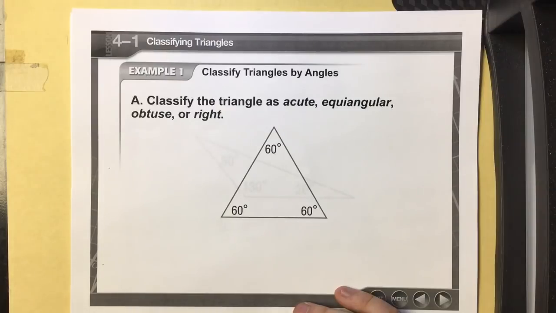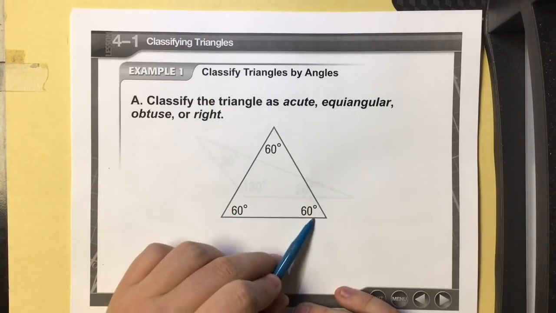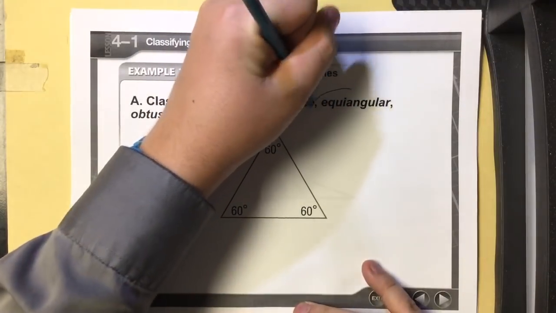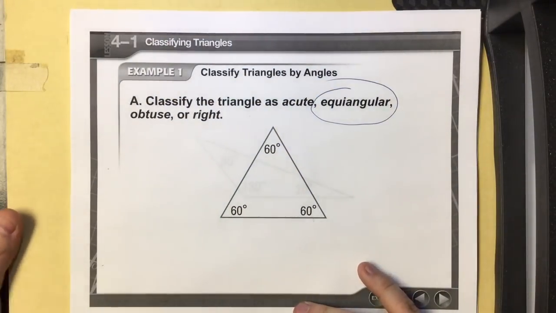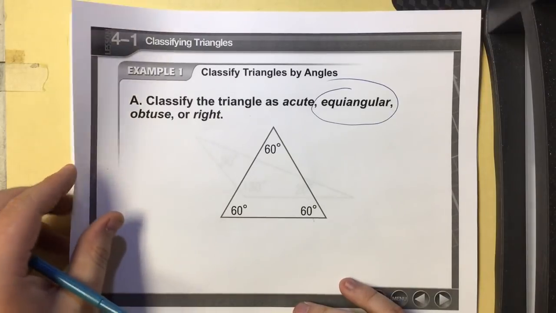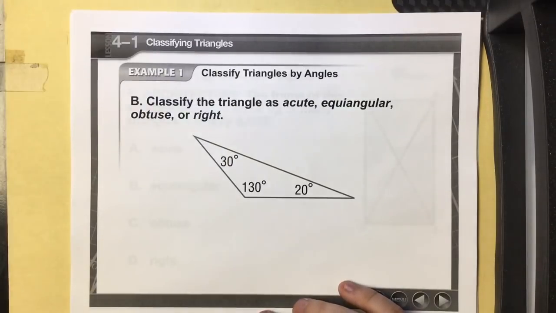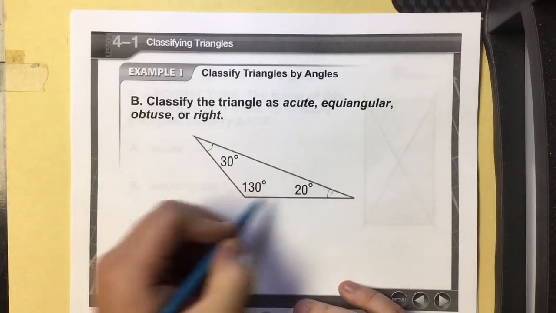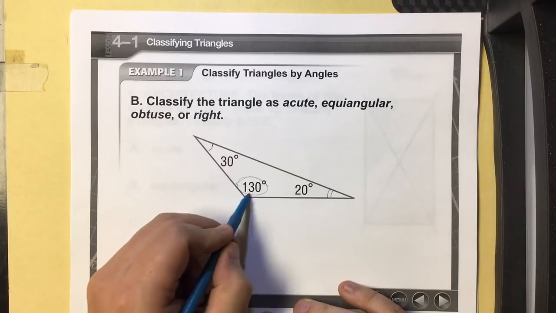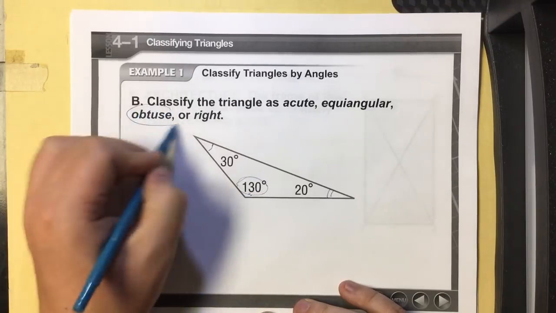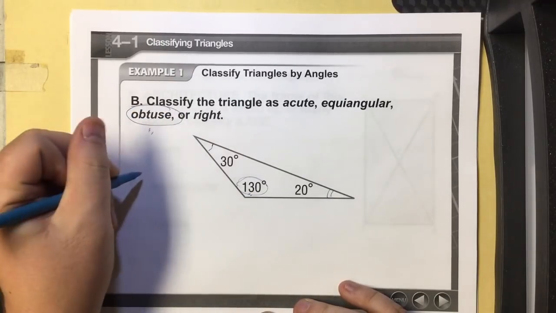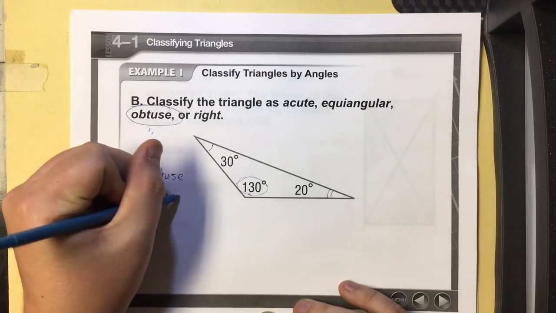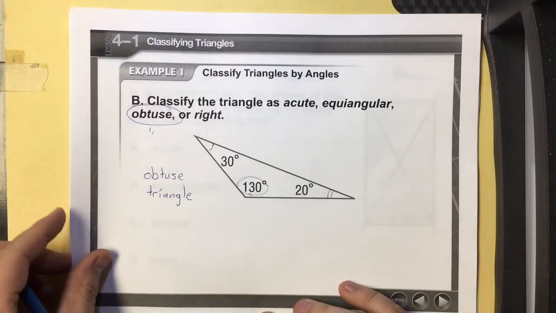So let's do a little bit of practice. We see 60, 60, and 60. All 3 angles are the same measure, so that makes this one an equiangular triangle. All 3 angle measures are equal, so equiangular. Right here we have an acute, another acute, but the third one is definitely not an acute angle. It's bigger than 90, so this would be an obtuse triangle. Obtuse triangle is how we would classify that by its angle measures.